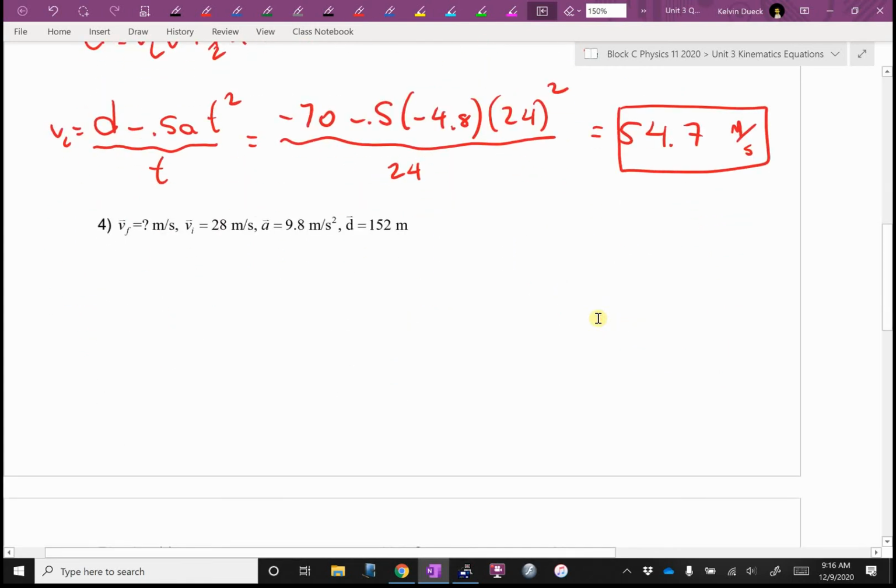Number 4. VF squared equals VI squared plus 2AD. I would give you a half mark for that. It wants me to get the VF by itself. The VF is not yet by itself. It almost is. VF squared is by itself. How to get rid of a squared? So I'm going to, because I'm lazy, cross out that and put this whole mess inside a square root.